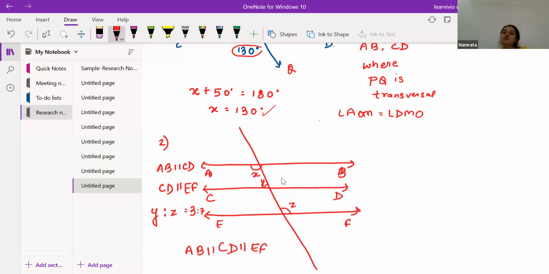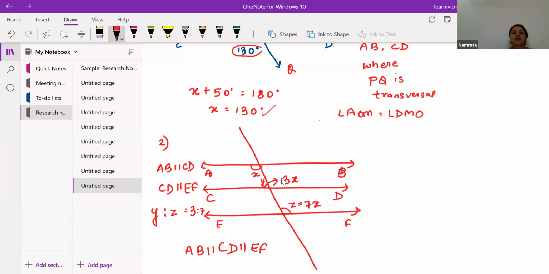One more piece of information is given here: Y is to Z is 3 is to 7. That day I was explaining the meaning of this ratio. Whenever we have a ratio, we can separate it by taking the same variable and multiplying it with each and every term. So if Y is to Z is 3 is to 7, we can say Y is 3K and Z is 7K.